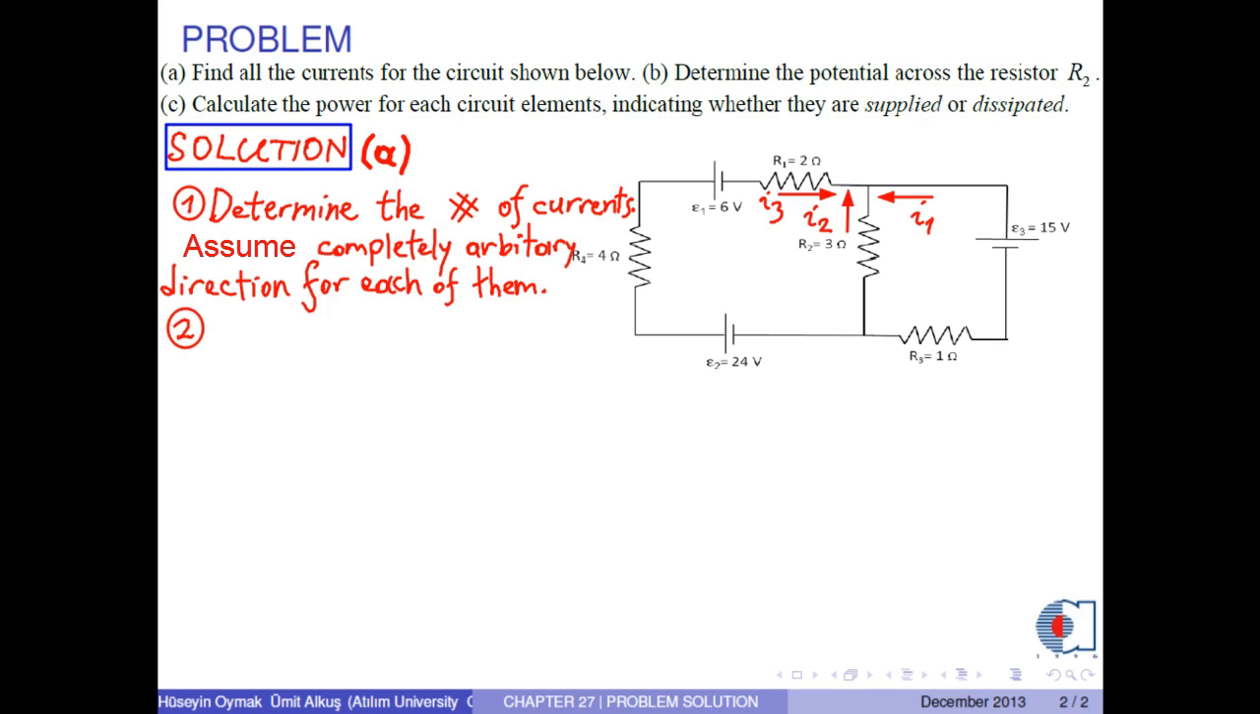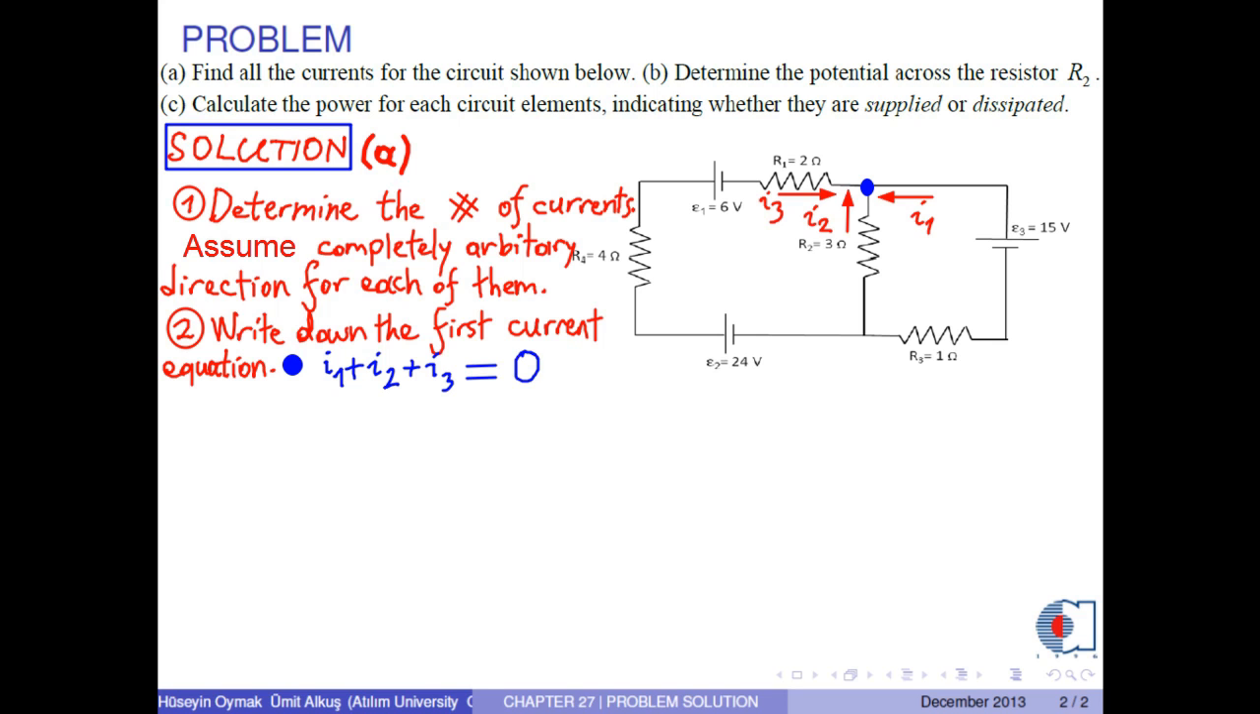2. Write down the first current equation. For the junction shown by blue circle, input current is I1 plus I2 plus I3 and the output current is just 0. We call this equation 1.